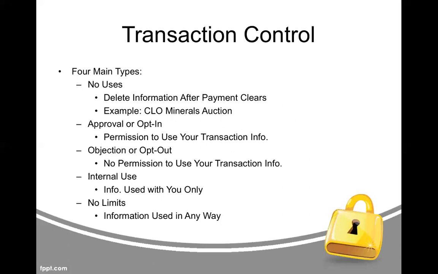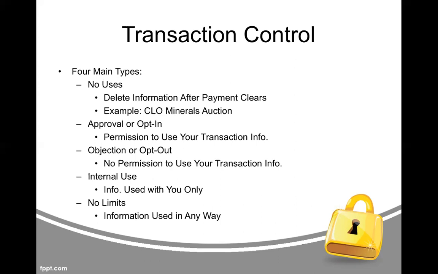The example I'm going to give you guys is the CLO minerals auction. At the Commissioners of the Land Office, we had real estate auctions and minerals auctions. With the online minerals auction, people would bid online. If they weren't the winning bids, we cleared out their bank account information. But if they did win the bid, we went ahead and charged that account. Okay, so that's an example of no uses.